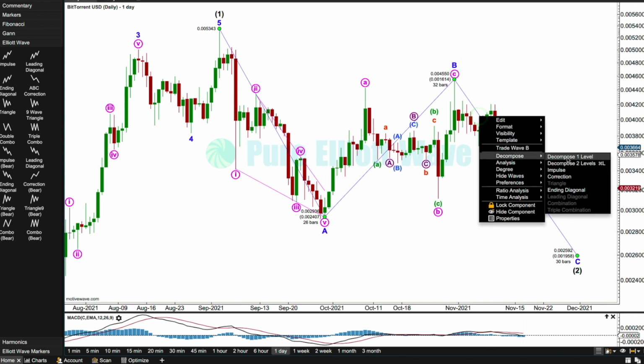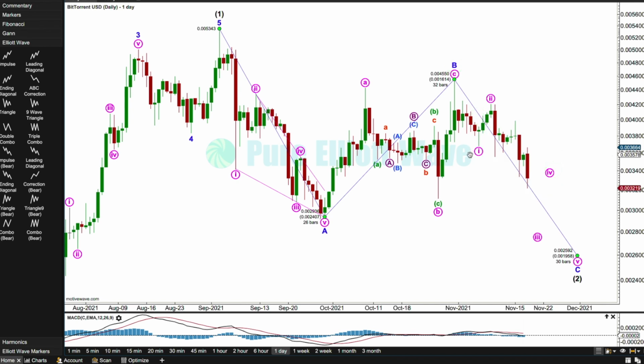I don't know about this first wave. I don't want to see it over there though, because then I'm not going to accept a running flat there for minute 2. It's not in the correct context. What if it's over there? If minute 1 is over there, could it be a diagonal? 1, 2, 3, 4, 5.